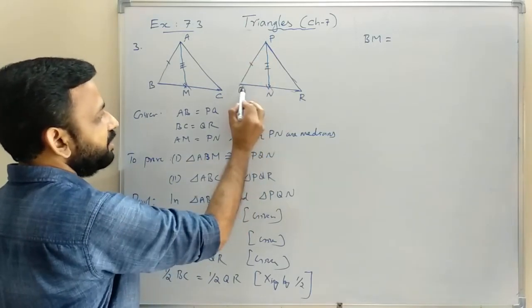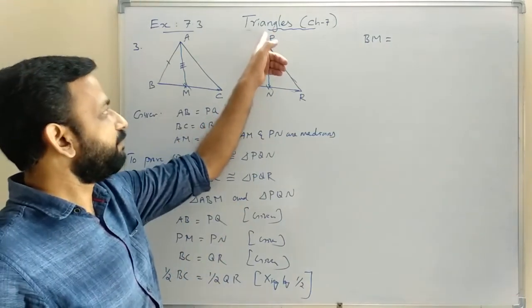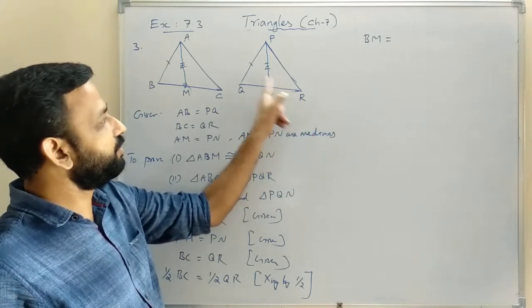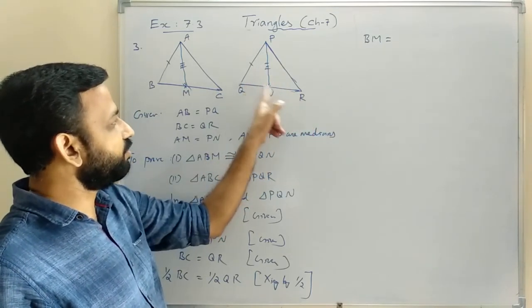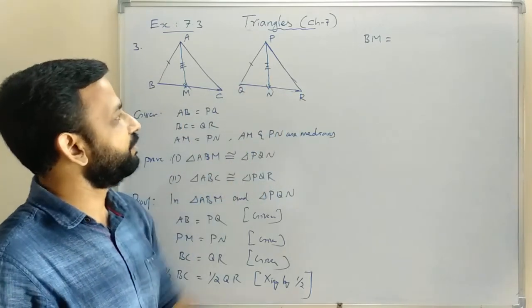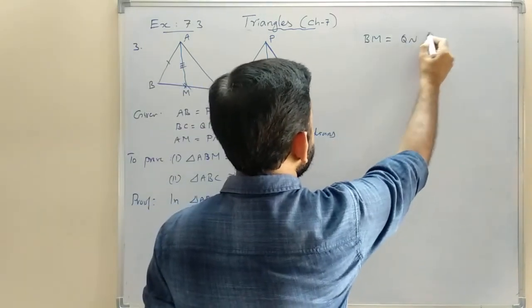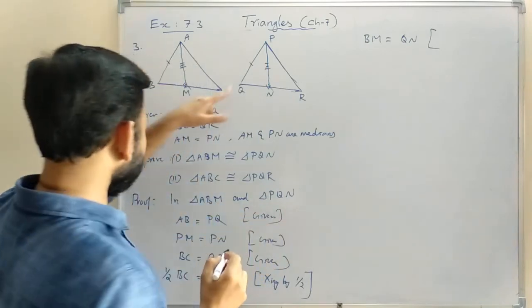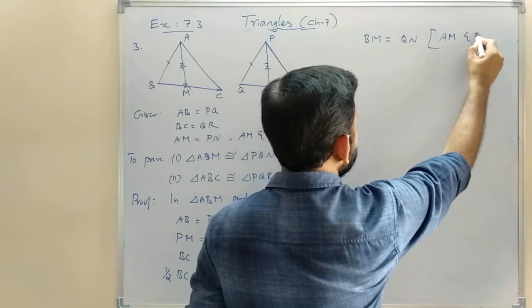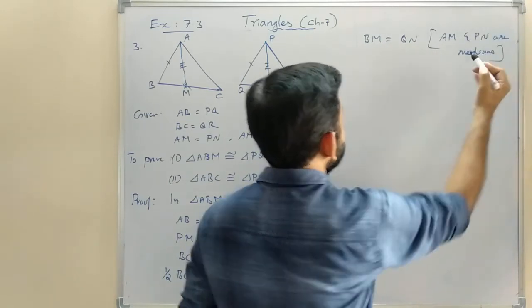Half of QR is QN. Reason: PN is the median. Median of a triangle divides that side into two equal parts. So we can say that QN and NR are equal, or we can say QN is equal to half of QR. So half of QR can be replaced by QN. In bracket, reason: AM and PN are medians.